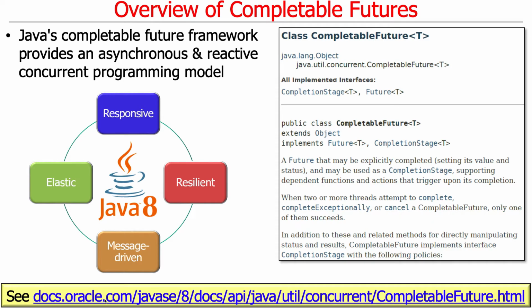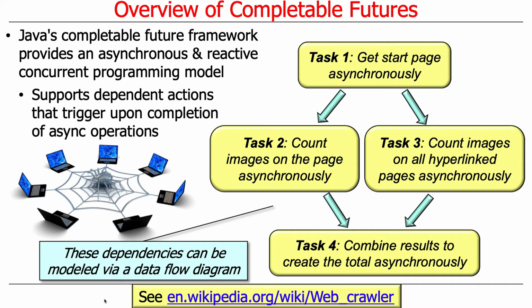So Java's Completable Future framework is essentially an asynchronous concurrent programming model that maps nicely onto key principles from the reactive manifesto, from the reactive programming paradigm. As we'll see, it's responsive, resilient, elastic, and message-driven. And basically, it allows you to support dependent actions that are triggered or called when earlier asynchronous operations complete.